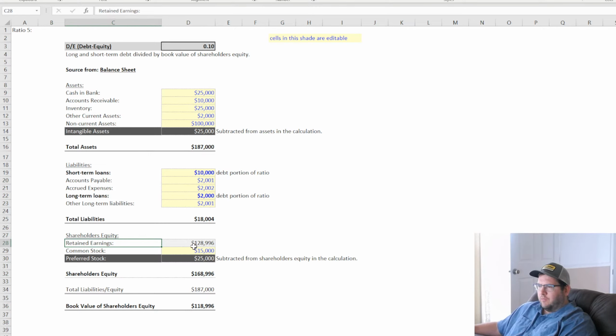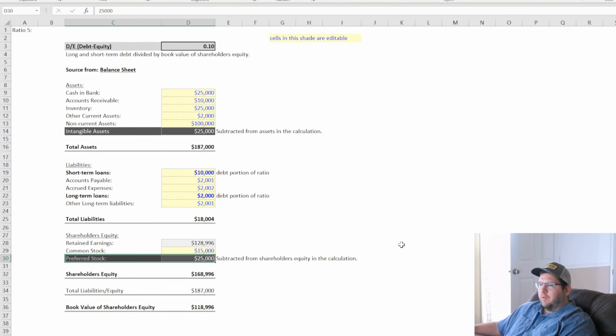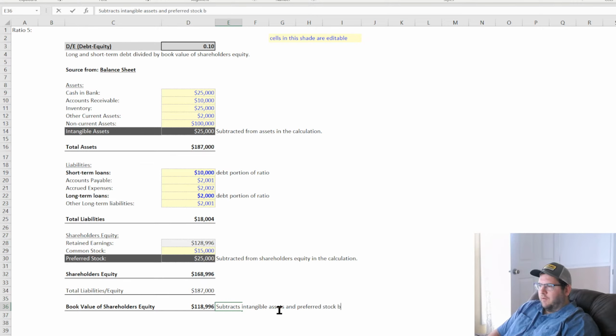Retained earnings, that's fine. Double bottom this. Oh, yeah, that's fine. All right, so here's the main assets, liabilities, equity. Here's a checker. We'll do a thick bottom on the check. And then book value subtracts intangible assets and preferred stock before calculating value.